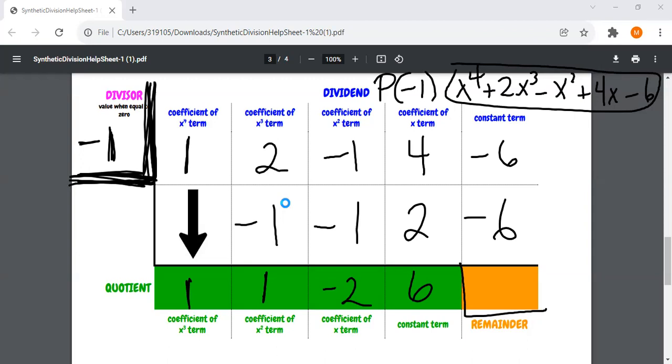Is it? Wait, is it -12? -12. So -12 is my final answer. So if I were to put -1 into this polynomial, I would end up with -12.